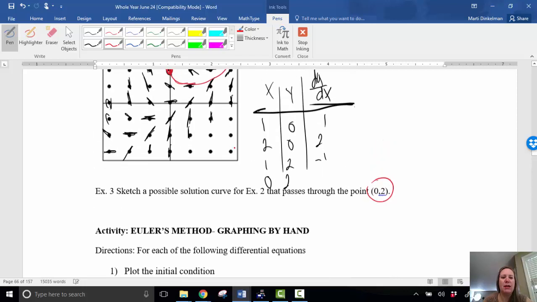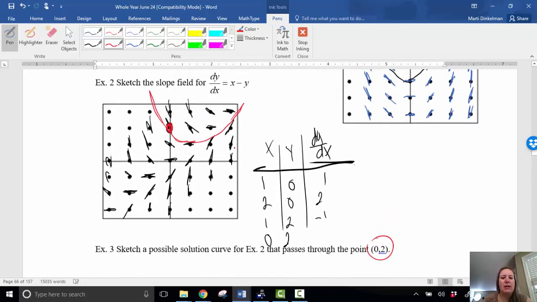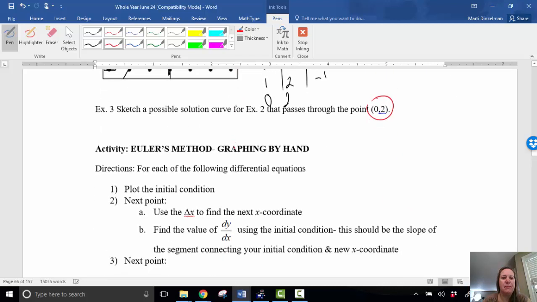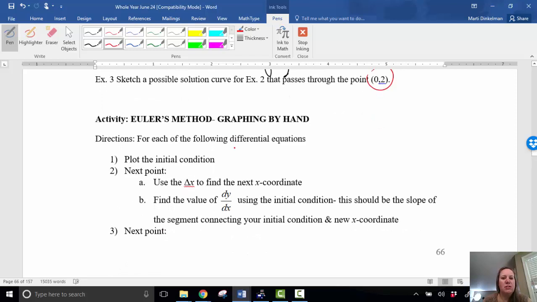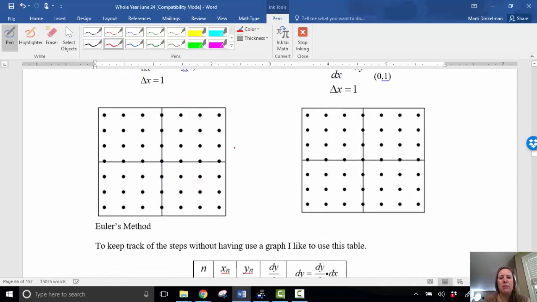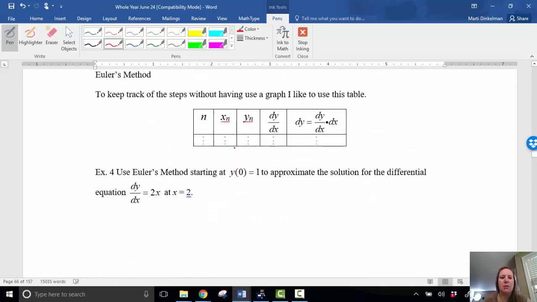So what I would recommend doing right now is just stopping and doing the slope fields, and then we can get to Euler's method here in just a minute. I'm going to skip over the Euler's method graphing by hand activity. We'll kind of do a graphing by hand here in a second, but this is something I would do in class, so I'm going to skip down to actually doing a problem with Euler's method.